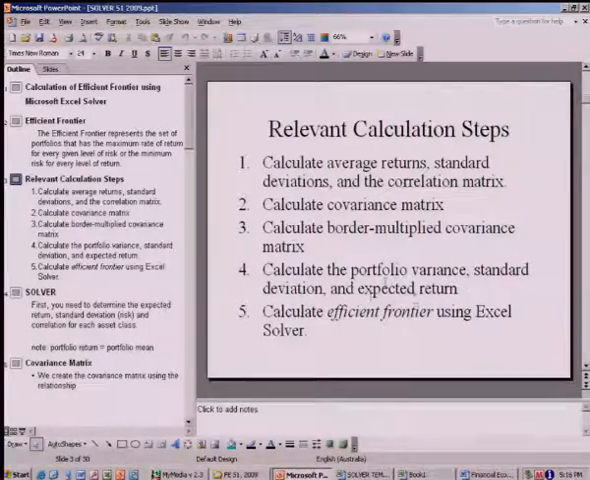And we will also find the portfolio expected return. So once you have information about the risk of the portfolio and the rate of return associated with each portfolio, we can use it to construct what we call the efficient frontier.